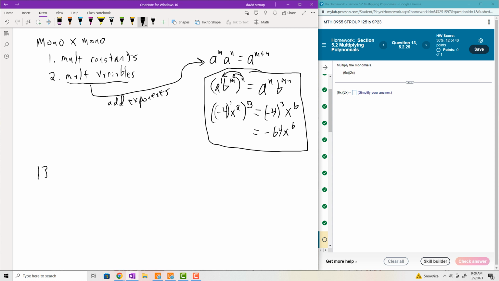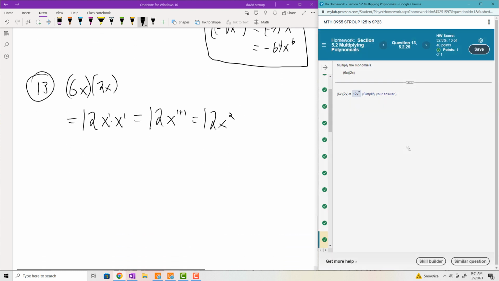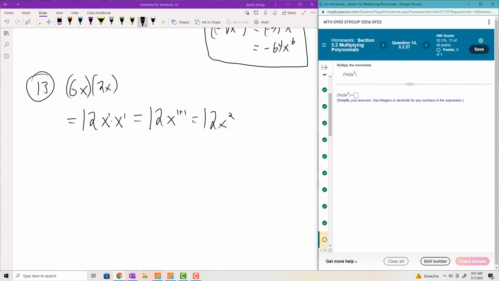Okay, so problem 13, we have 6x times 2x. So I'm going to multiply the 6 times the 2, that's 12, and then the x times the x. And what you're doing there is adding the exponents. And again, if you don't see an exponent, the exponent is 1. So you get x to the 1 plus 1, which is 12x squared. What else? Okay, so a lot of these, after a while, you'll be able to do them in your head.